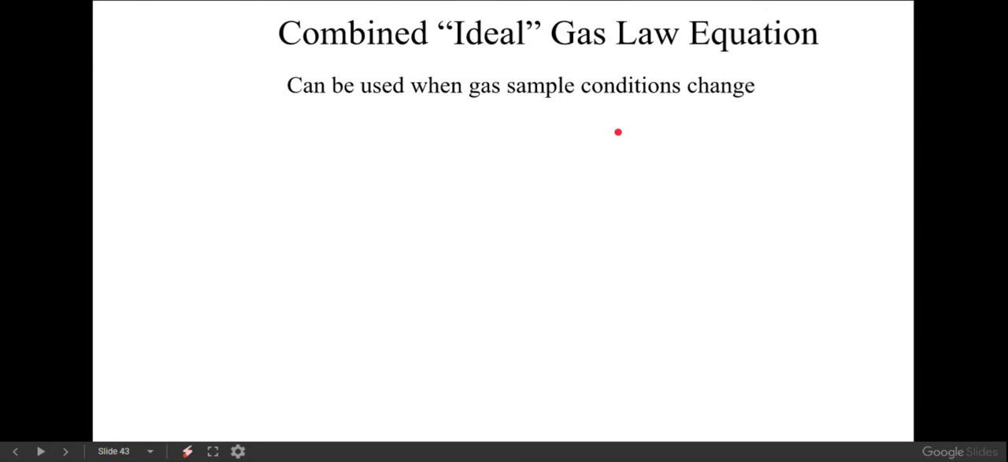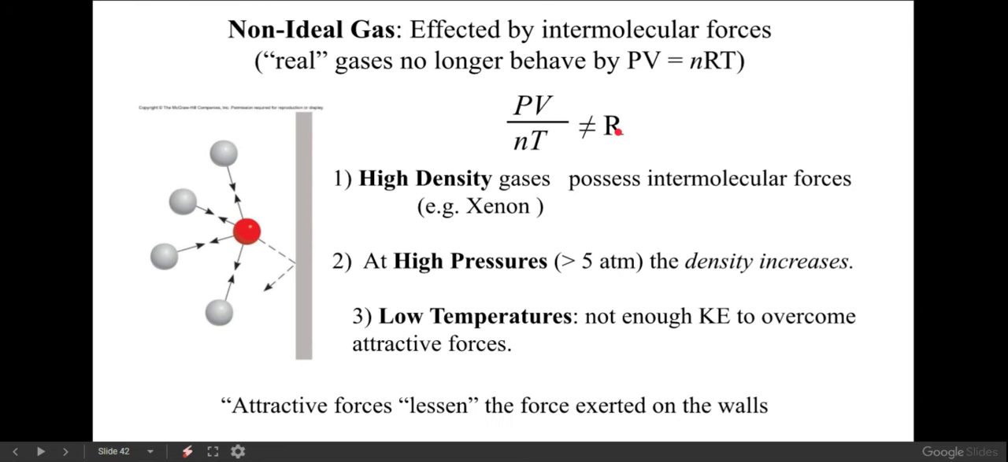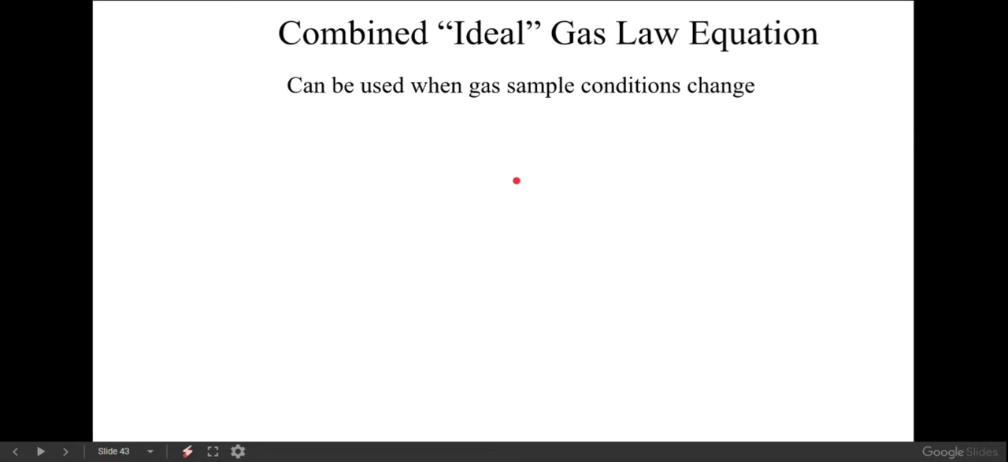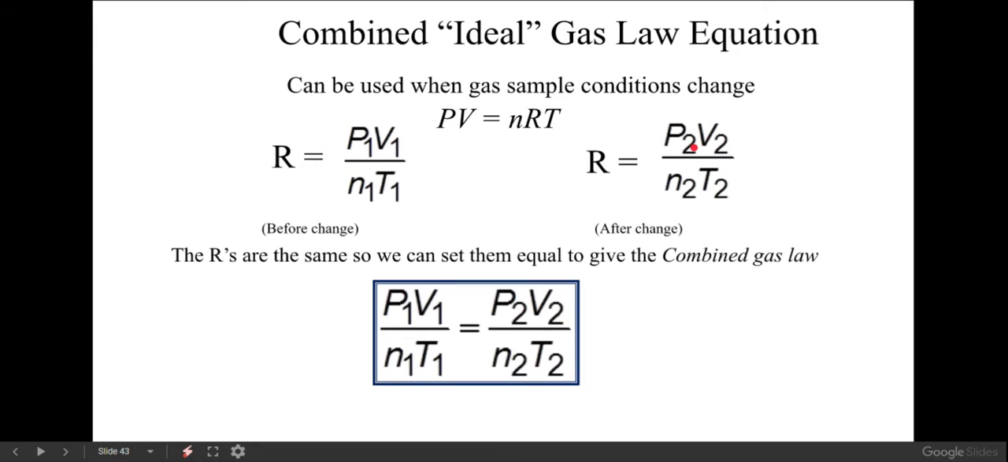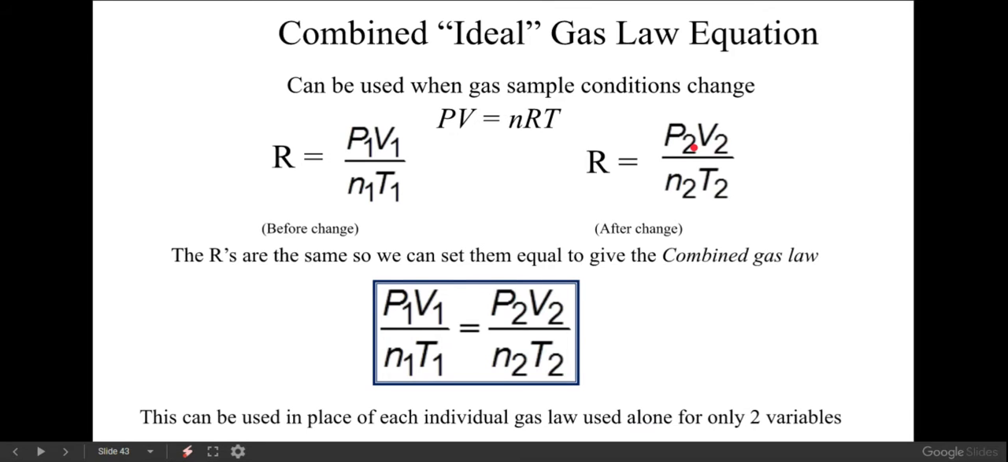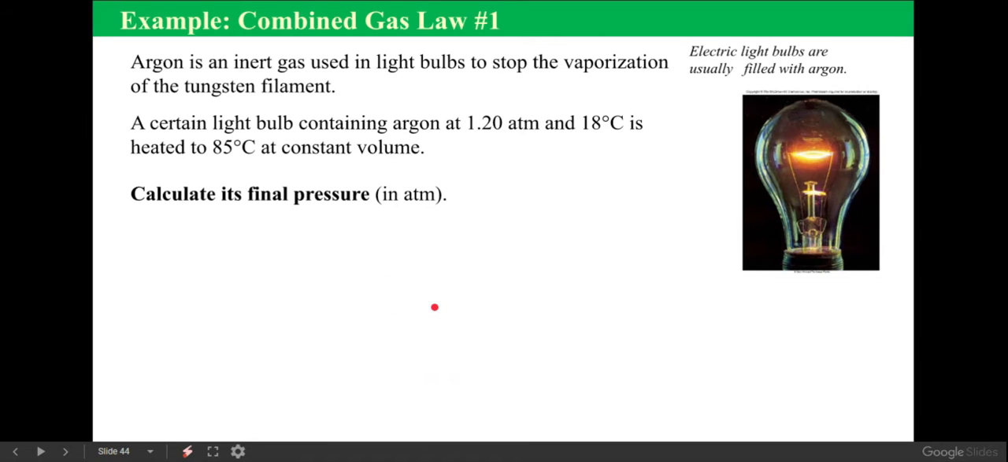Now, another use of this is we can talk about, instead of a static sample, the ideal gas law is used for a static, like a sample of gas. So just think of a gas tank or a bottle or even the air. But what if we want to look at changing multiple things? So again, if we take this and solve for R, we say R is constant. So we can change these variables, and these will change with them, but R stays the same. So setting them equal together, we get the combined gas law. And so this will be used when there are multiple things that can vary.